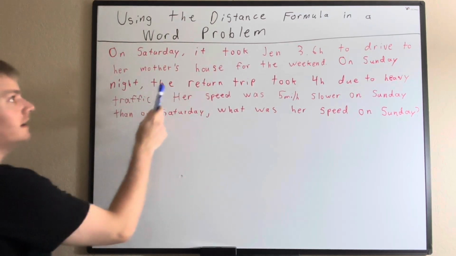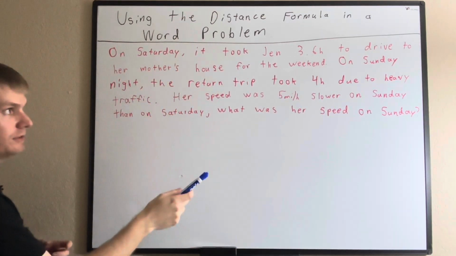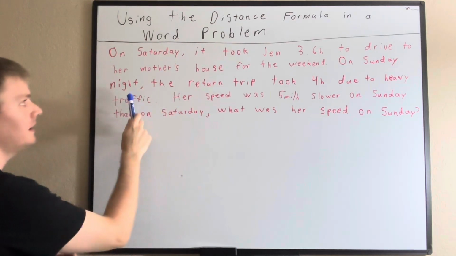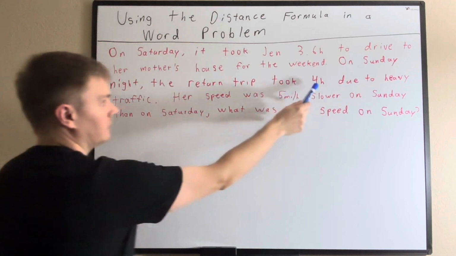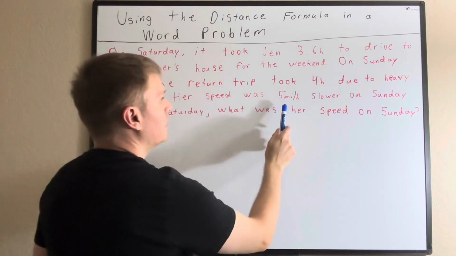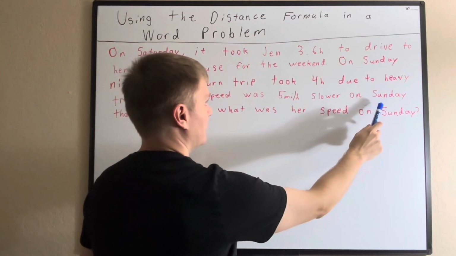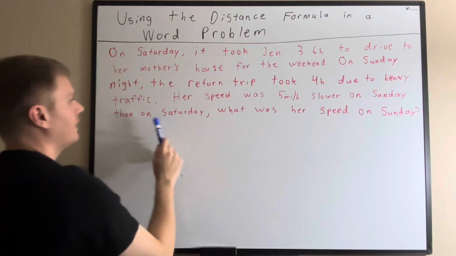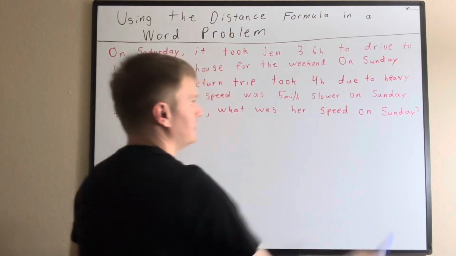On Saturday, it took Jen 3.6 hours to drive to her mother's house for the weekend. On Sunday night, the return trip took 4 hours due to heavy traffic. It was a little longer than 3.6 hours, right? Her speed was 5 miles an hour slower on Sunday than on Saturday. What was her speed on Sunday?